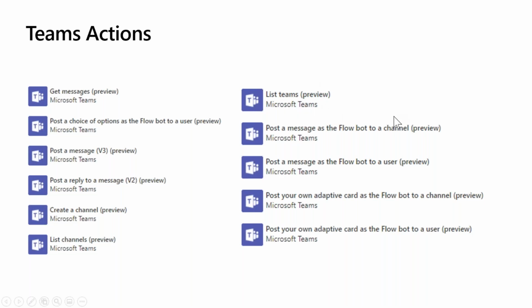List all of your teams, post messages, Flowbot, we're going to cover this more. Post adaptive cards, we're going to talk about those more. But there's a lot of different Teams actions, and these keep getting added. And the fact that they say they're in preview, I'm actually not sure why, because a lot of these actions have been available for quite some time. So I will be curious to see when this preview finally goes away.